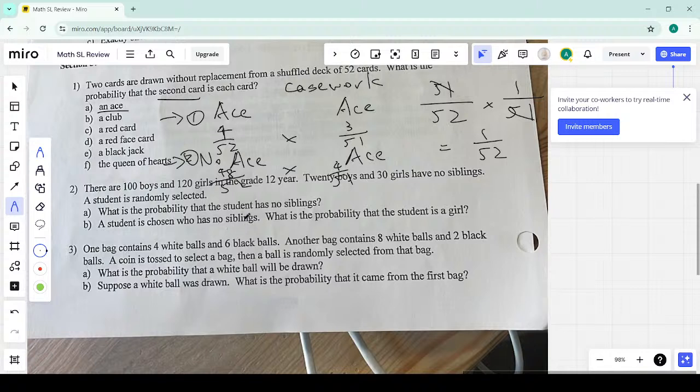Okay, so a student is randomly selected from the total group, and in this case, we need to recognize that we're selecting from the entire population of 220 people. 100 boys and 120 girls. We're going to choose, and we want to find the probability that the student has no siblings. So we have to choose 20 of the boys or 30 of the girls who have no siblings. So that would give 5 over 22.